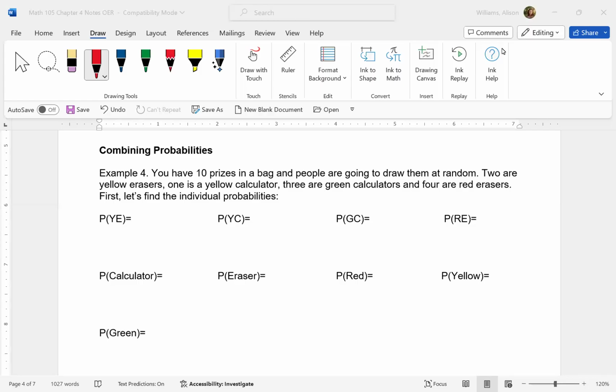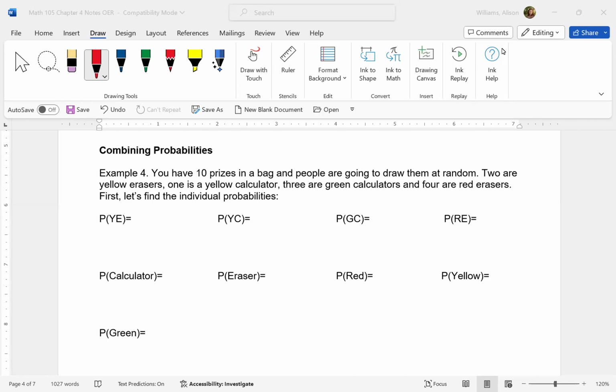In this video, we're going to talk about combining probabilities. Before I do that, I'm going to start off with this example, and I'm going to go through a bunch of different combinations of how I could do probabilities with that, different types of combining probabilities, just looking at all the possibilities.